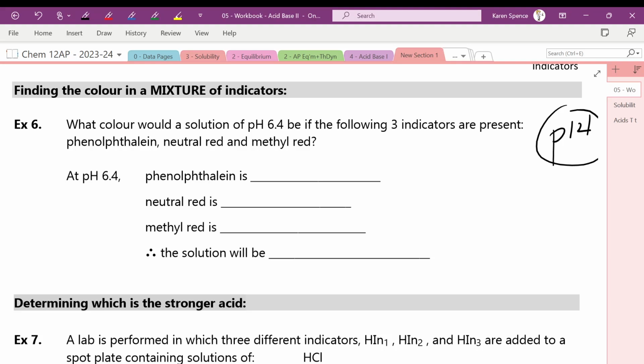Ooh, there's a good name. Methyl red, like ethyl red. Methyl red.